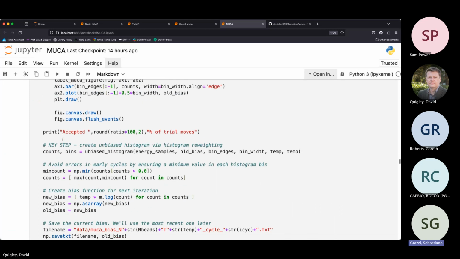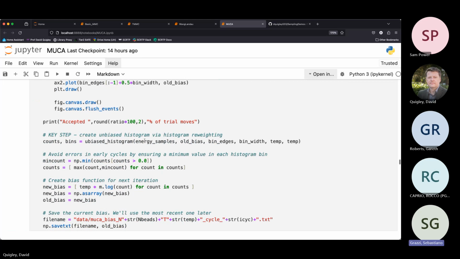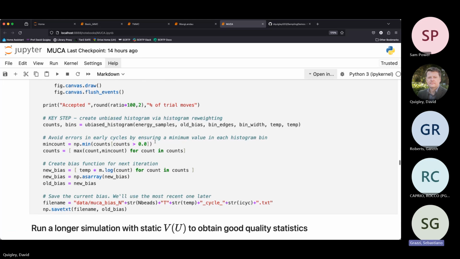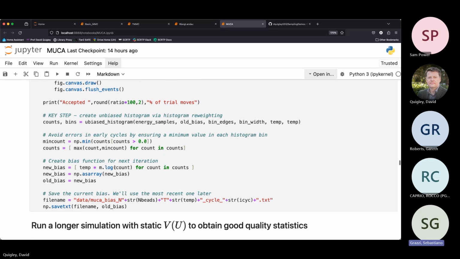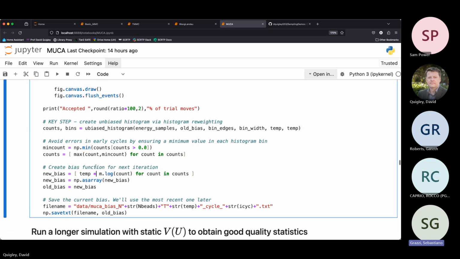After I've done with the inner loop, I say these are the energy samples I've generated in that biased ensemble. Give me back the histogram that would be unbiased at this temperature. And then this is the Boltzmann inversion step. This is creating the new bias function from that p tilde. So that's the kT log p step.